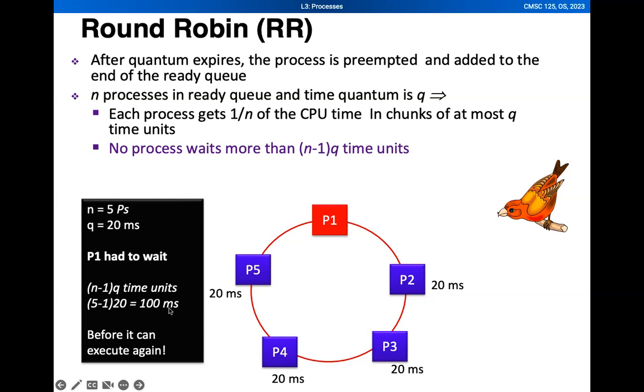That means that each of these processes has to wait for no more than 100 milliseconds before it can execute again.